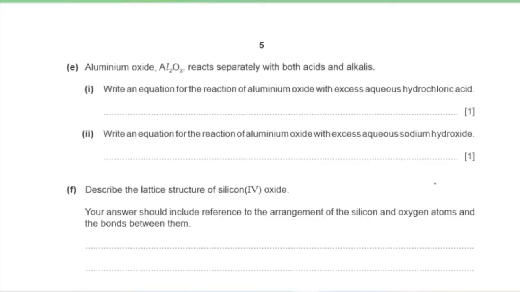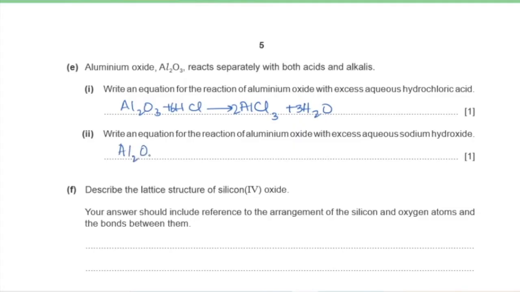Part E, aluminium oxide reacts separately with both acids and alkalis. Write an equation for the reaction of aluminium oxide with excess aqueous hydrochloric acid. So Al2O3 plus HCl, that gives aluminium chloride plus water. And we will balance our equations. So 6HCl, 2AlCl3, and 3H2O.